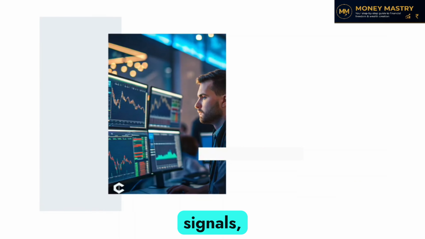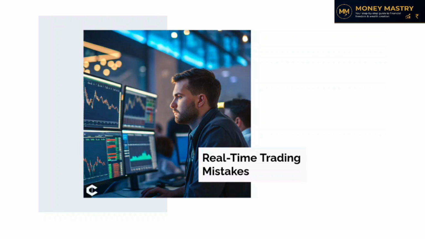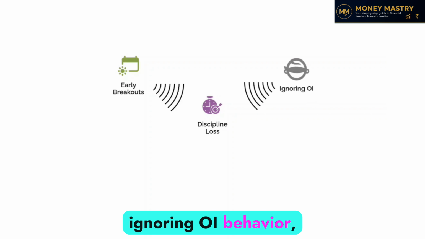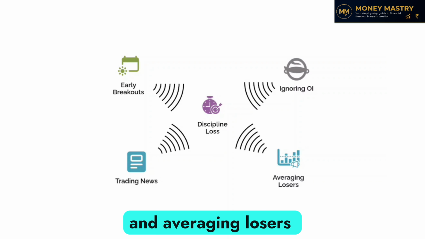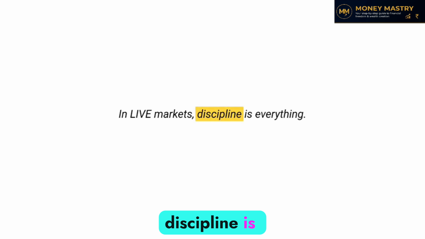Even with the best signals, traders still make critical mistakes in live markets that cost them dearly. Jumping into breakouts early, ignoring OI behavior, trading during news, and averaging losers all lead to one thing: discipline loss. In live markets, discipline is everything.